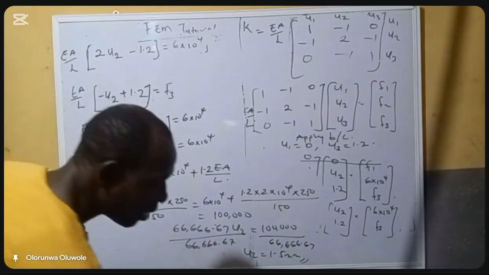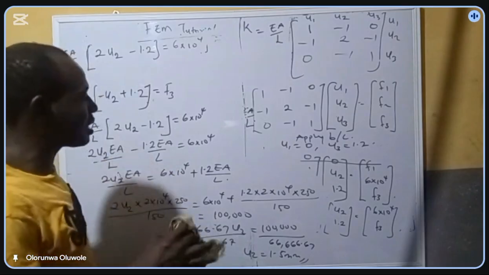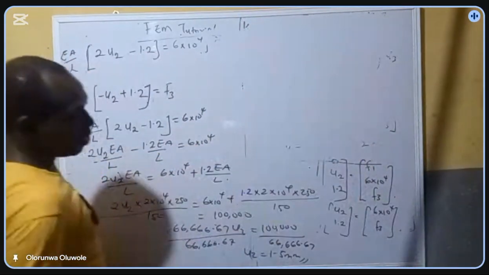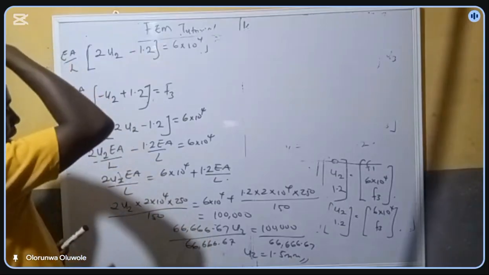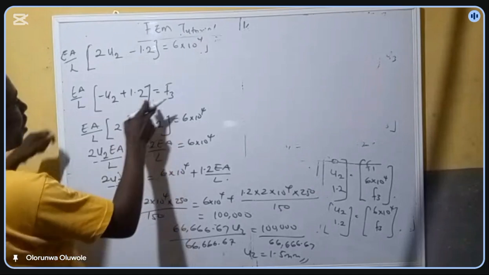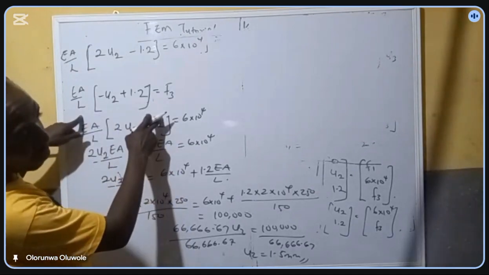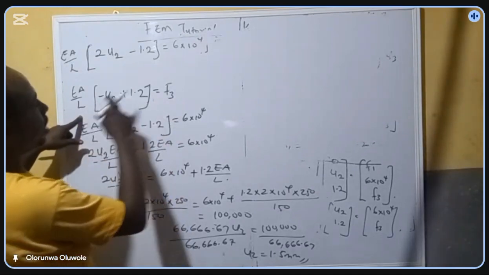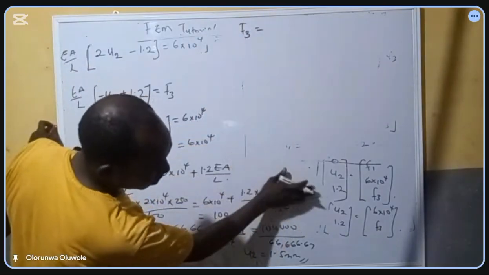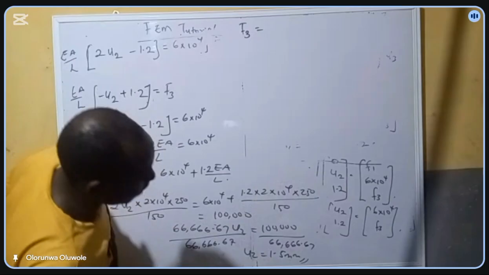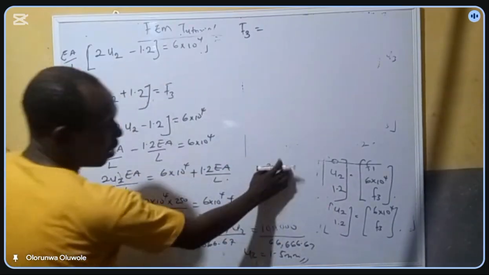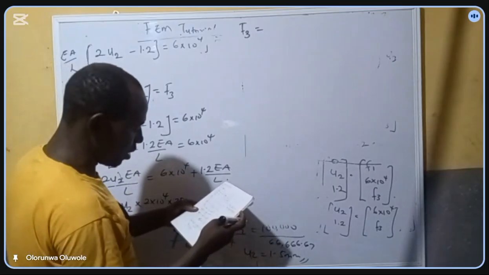Okay, if you have done that, the question says I should find the reaction at both ends. And you know that both ends are our 1 and 3, rather. So from the multiplication I did before, I got this F3 from the matrix table here. I'll clean it now. Let me write this one back so that we will understand where I got it from.